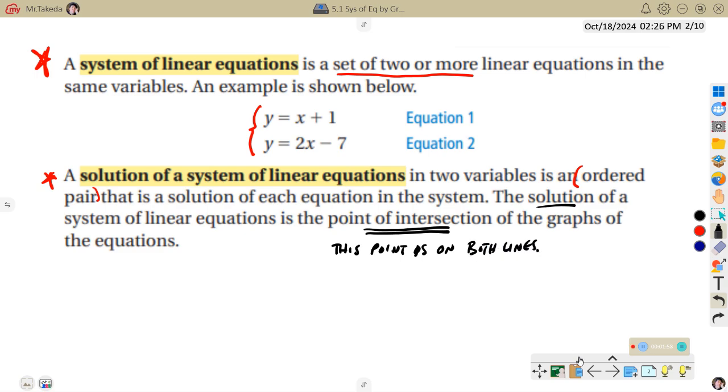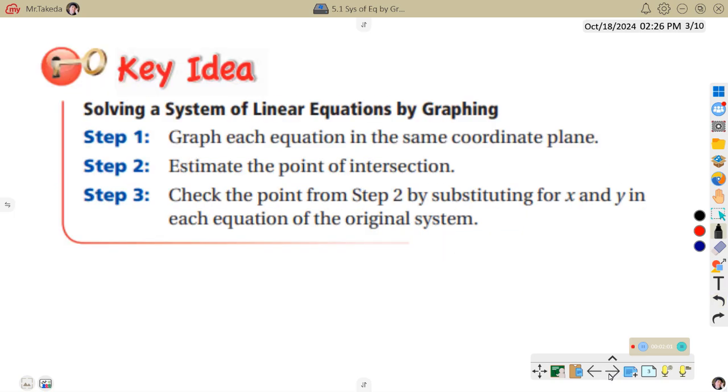Okay, so let's take a look at an example here. Actually, our steps. Number one, graph each equation in the same coordinate plane. We know how to graph. We've been spending a lot of time on that. Number two, estimate the point of intersection. Well, we need to do neat work, because if we're going to try to read the graph back for a point, we need to do neat work, which means use graph paper and use a ruler.